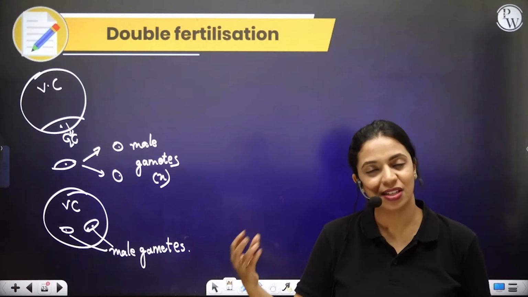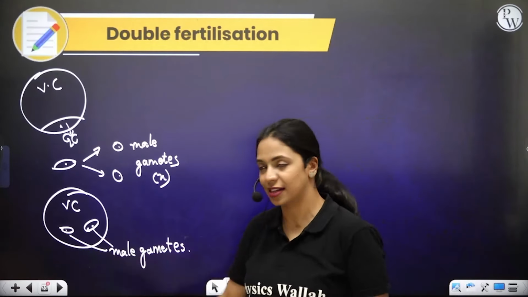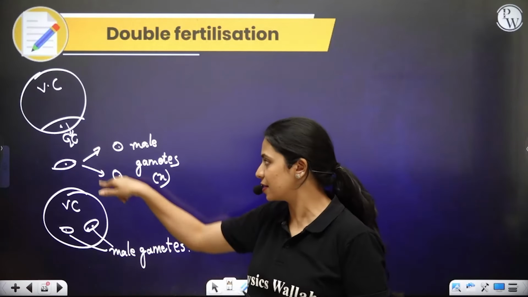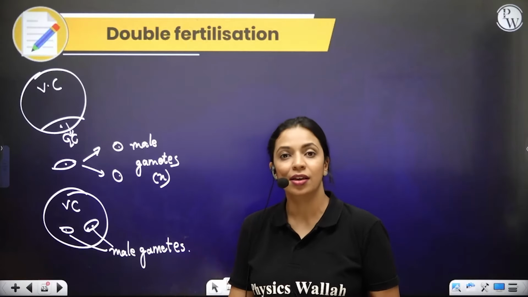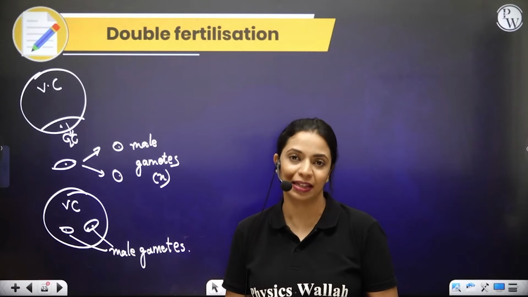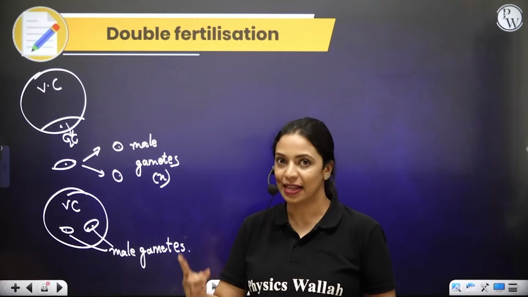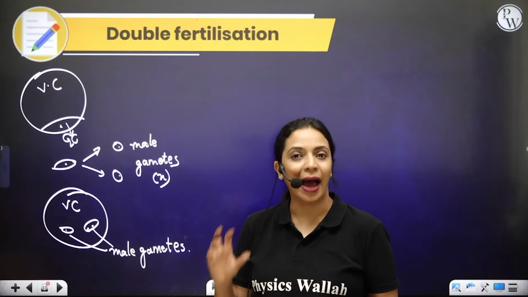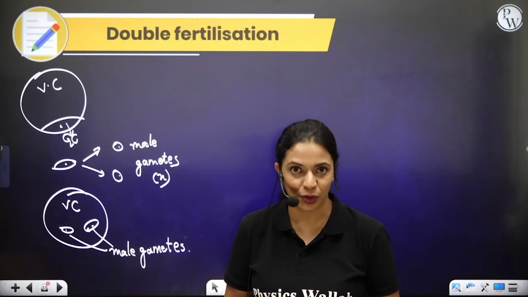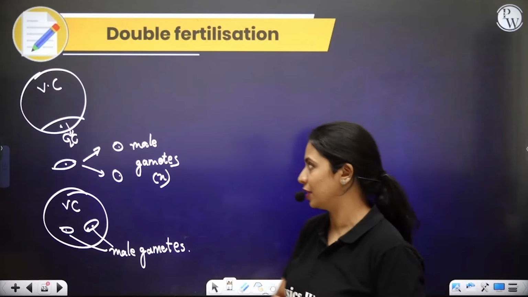Sometimes in some species, pollen grain is released in the three-cell stage itself. Even before the release, this division could have taken place. So within the pollen grain, you have two male gametes now. Now these two male gametes will fuse with two different cells in the female gametophyte or embryo sac, and that is called double fertilization.